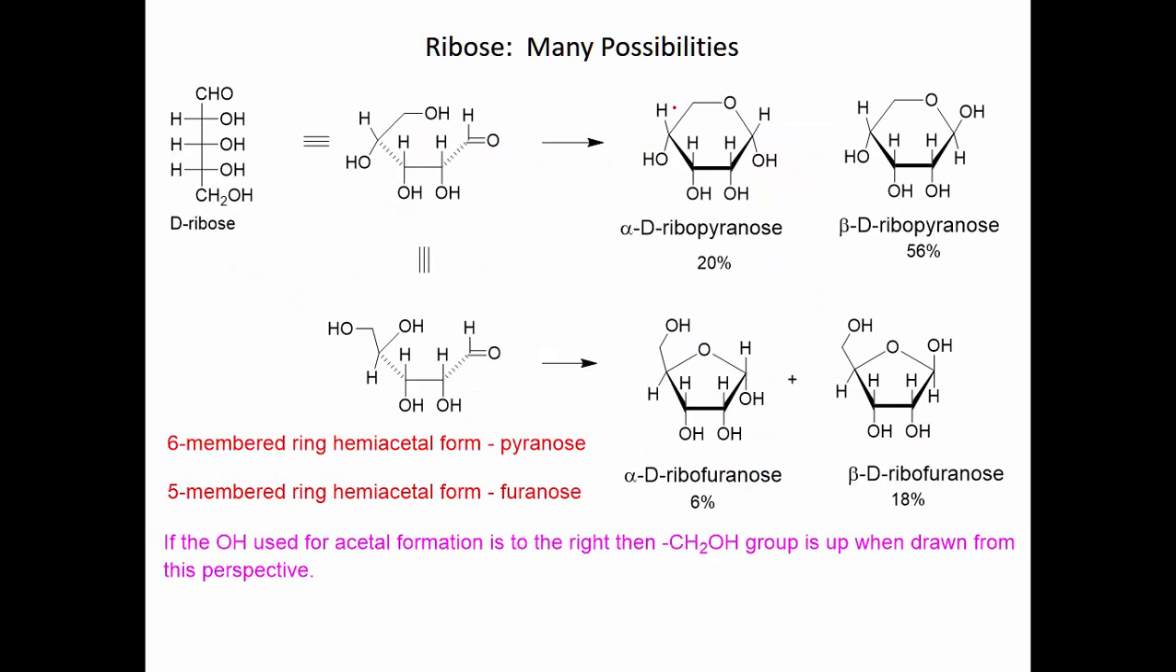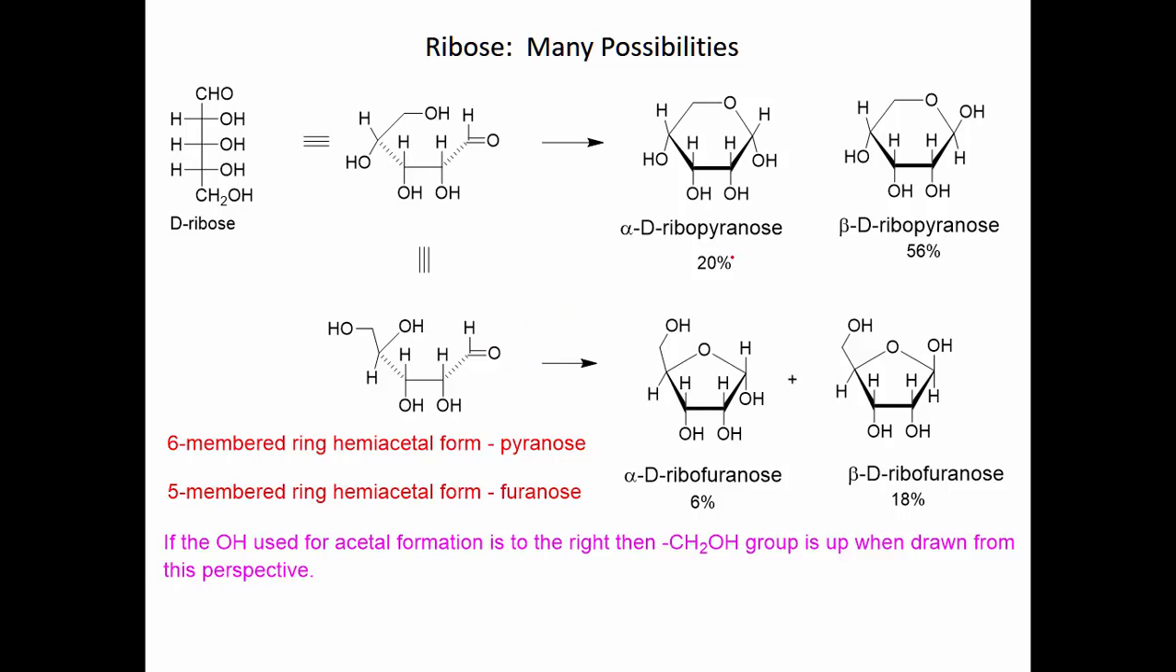Okay, what about D-ribose? D-ribose is a little more interesting because we have the possibility of making either 6-membered rings or 5-membered rings. In fact, when D-ribose is completely at equilibrium, we find that very little of it is in the open chain form. Almost all of it is in one of these 4 closed orientations.